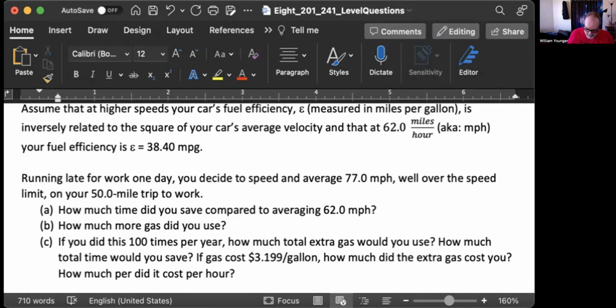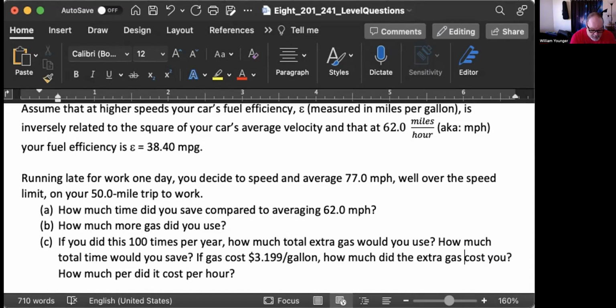What I'm going to do now is take my document, which would normally be your piece of paper, of course, and write down the key values. What I know is the key values are the efficiency in miles per gallon is equal to 38.40, and that's MPG, and that's only at, again, the average speed equal to 62.0, and again I'm going to write MPH instead of miles per hour.